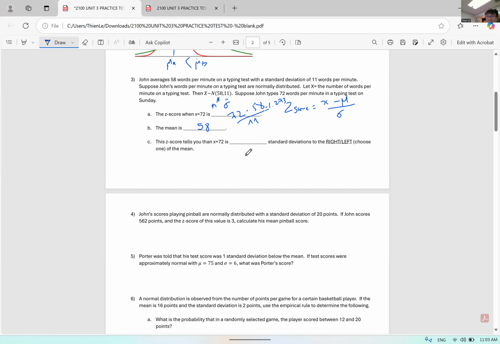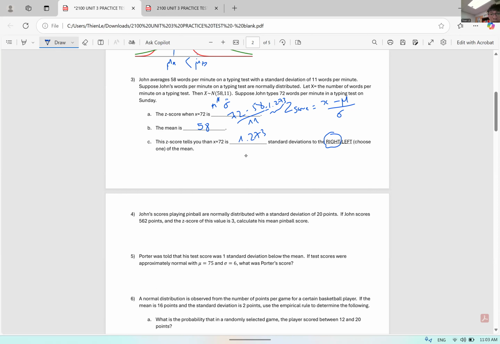Blank standard deviations to the right or left of the mean. Here you need to do two things. One, circle whether it's right or left, and another is to circle how many standard deviations. This tells you the number of standard deviations from the mean. In this case we already calculated 1.273, and because this is a positive number, it's higher than the mean. Basically it's at the right of the mean.